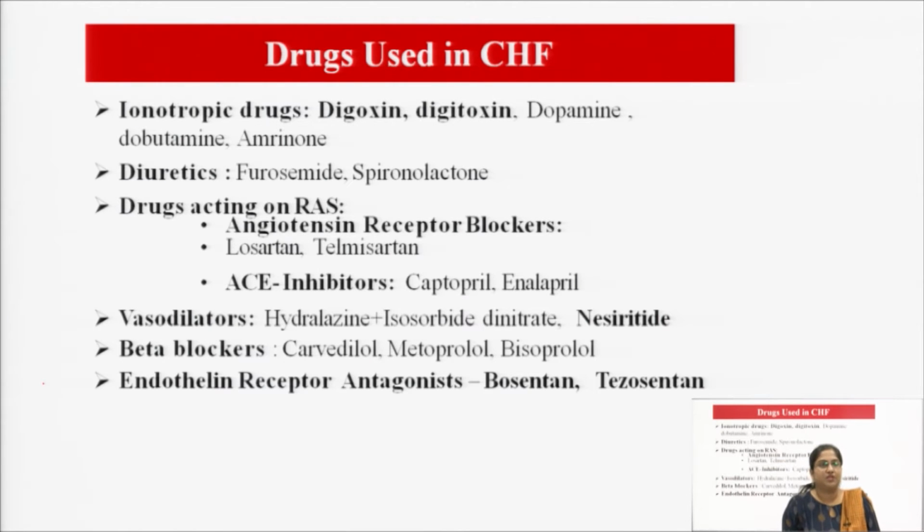Next, the drugs used as vasodilators, in which hydralazine, isosorbide dinitrate and nesiritide are used. Then come beta blockers, that is carvedilol, metoprolol and bisoprolol, and last is endothelin receptor antagonists, that is bosentan and tazobactam. These two drugs, bosentan and tazobactam, are newly added drugs which are used in CHF. They improve the condition of the heart.